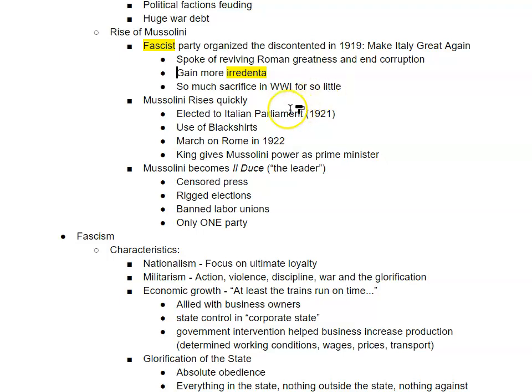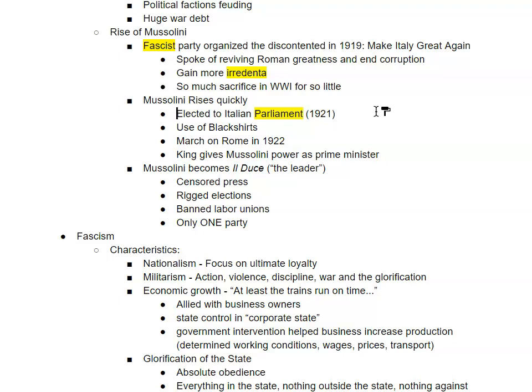Well, as the leader of his party, he's elected to Parliament in 1921, but his real power comes from the use of a paramilitary group called the Black Shirts. These are people who are fascists. They are members of the Fascist Party, and they have a day job. But by night, it's kind of like a club.